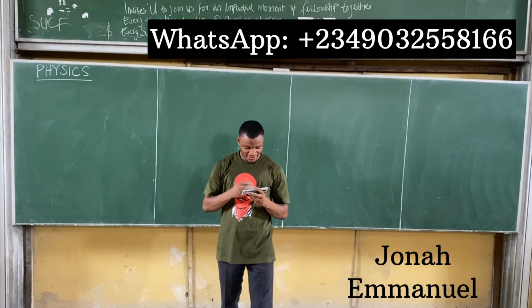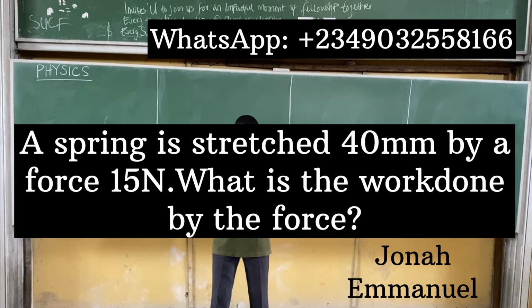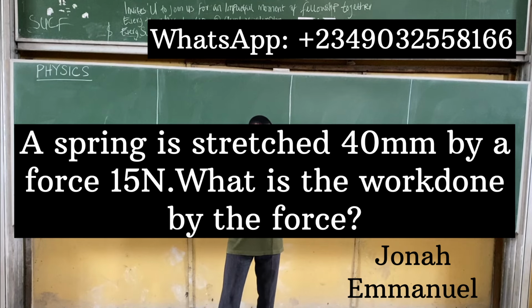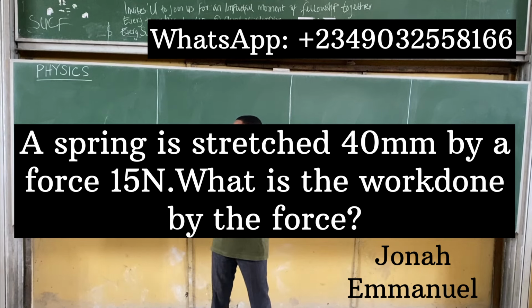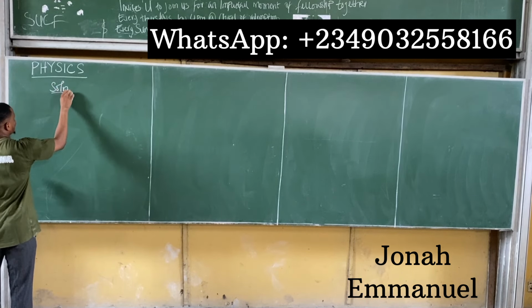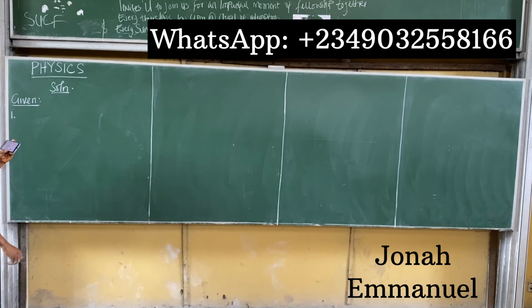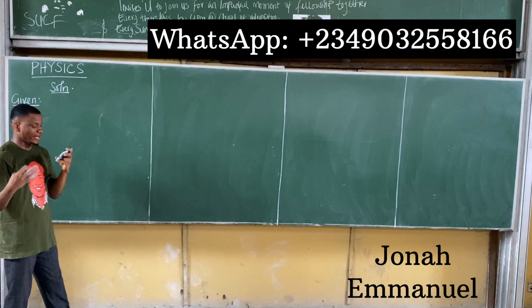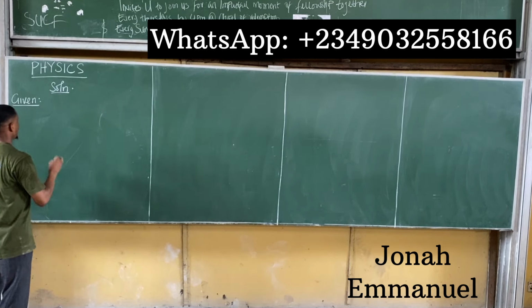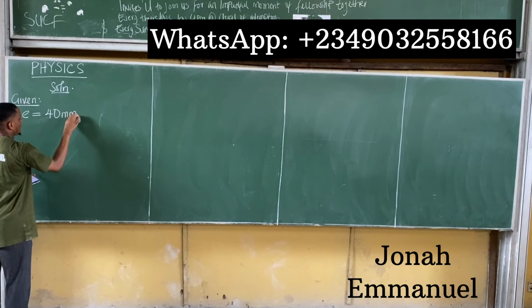All right, let's take this question. And this question says, a spring is stretched 40 millimeters by a force 15 Newton. What is the work done by the force? All right, so solution. As usual, our first task is to list out given parameters. So what are we given there? We said a spring is stretched 40 millimeters. So the first thing I'm given there is the extension E as equal to 40 millimeters.